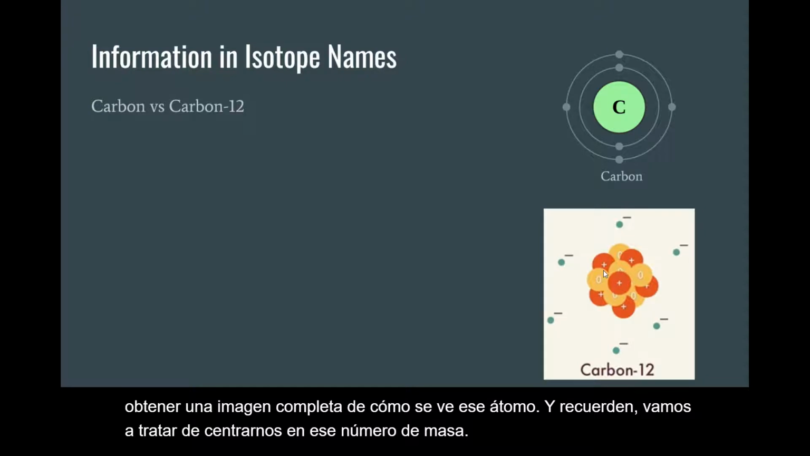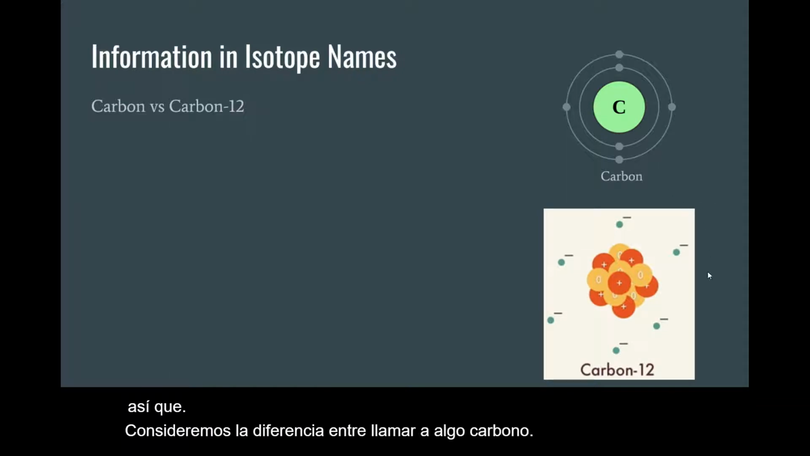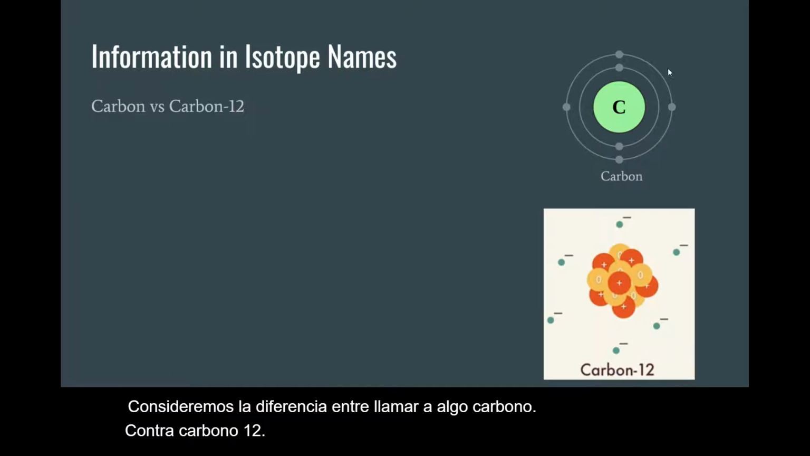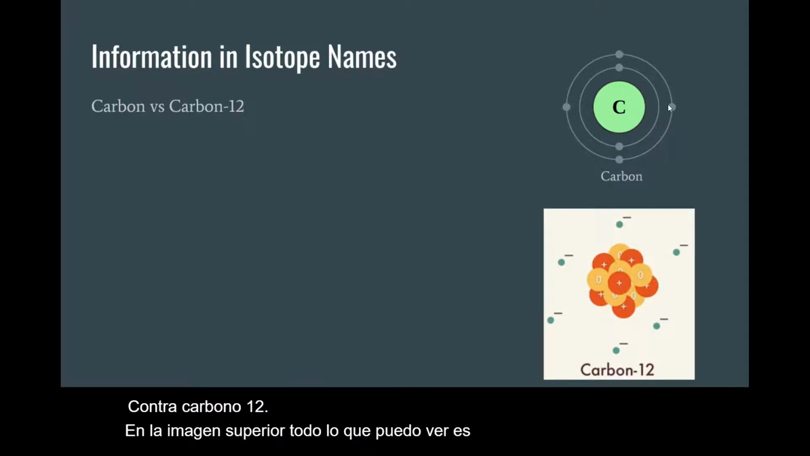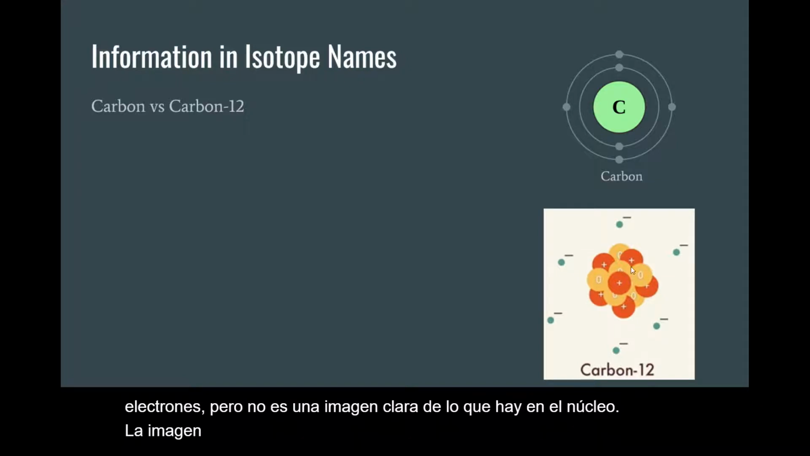So let's consider the difference between calling something carbon versus carbon-12. In the top picture, all I can see is that it is carbon, and it has 6 electrons, but it's not a clear picture of what's in the nucleus. The bottom picture, carbon-12, tells me more about what's inside the nucleus.